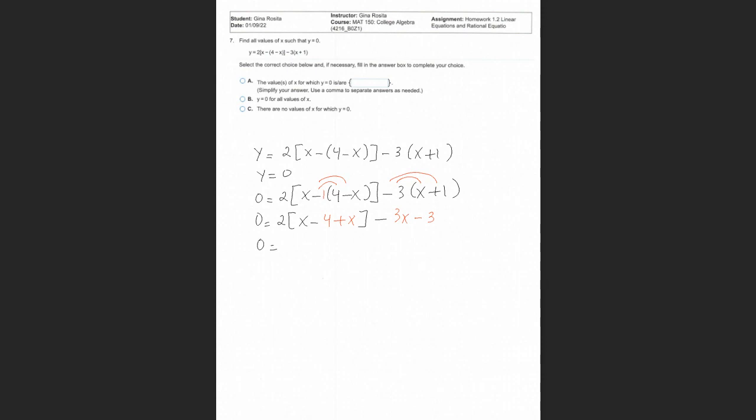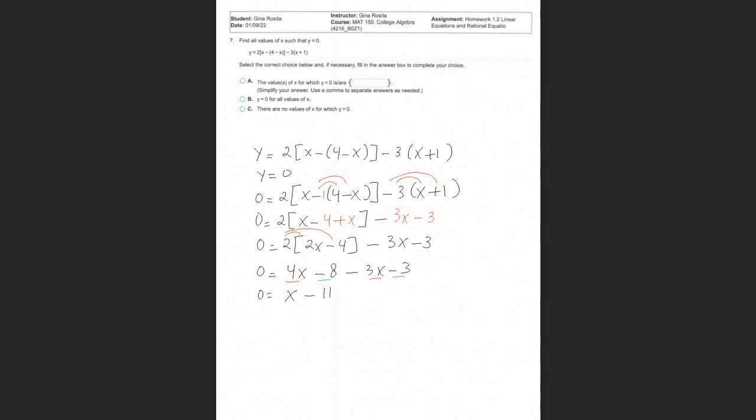So now, 0 equals 2 bracket. Like terms, x plus x, 2x minus 4 minus 3x minus 3. So you can solve now. 0 equals, distributive again, see? Again and again. So 2 times 2 is 4x minus 8 minus 3x minus 3. So like terms again, 4x minus 3x, so the answer is x. What next? Like terms, negative 8 minus 3. That's right, the answer is minus 11.